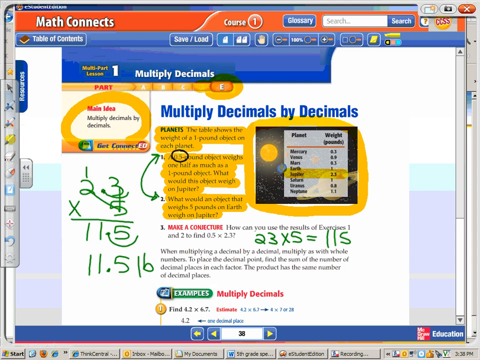it's going to work for each of them, but for each of them you're going to have a different amount of decimal places. So we take 115. In number 1, we have 1 decimal place in 2 and 3/10, and then we have 1 in 5/10. So then our product needs to have 2 decimal places. So we should have 1 and 15/100. However, in the second one, we're taking the whole number 5 times 2 and 3/10, so we only have 1 decimal place.